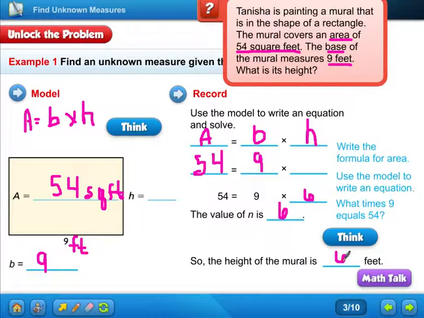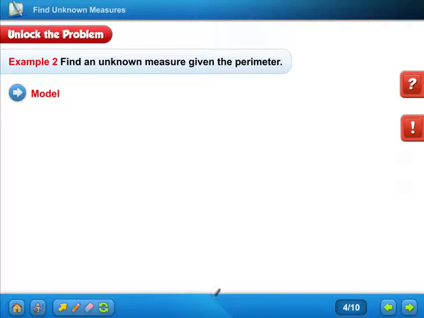All right. Let's do one more with perimeter. So that was area. Figured that one out. Now let's do one more with perimeter. All right, let's see what the question says.